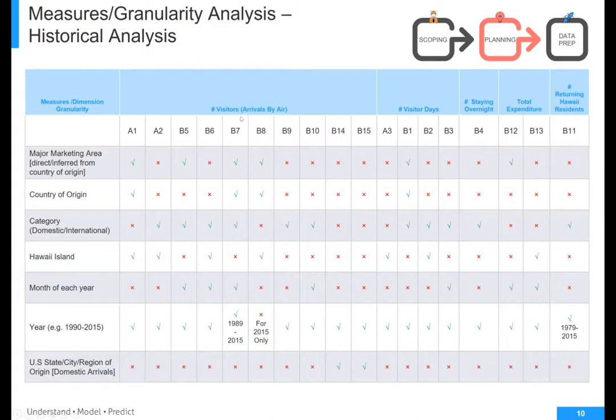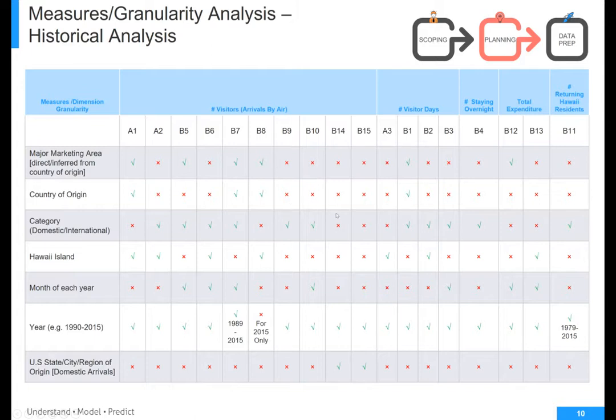So we can see here, for example, the number of visitors is in all of these reports by these levels of granularity, or these dimensions. Some of them have them by island level, some of them have them by month, some of them have them by year only, and some of them have them by country and major marketing area.